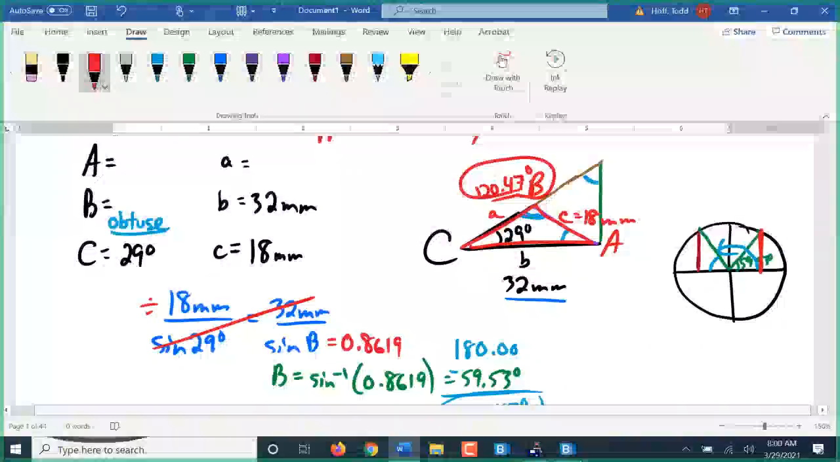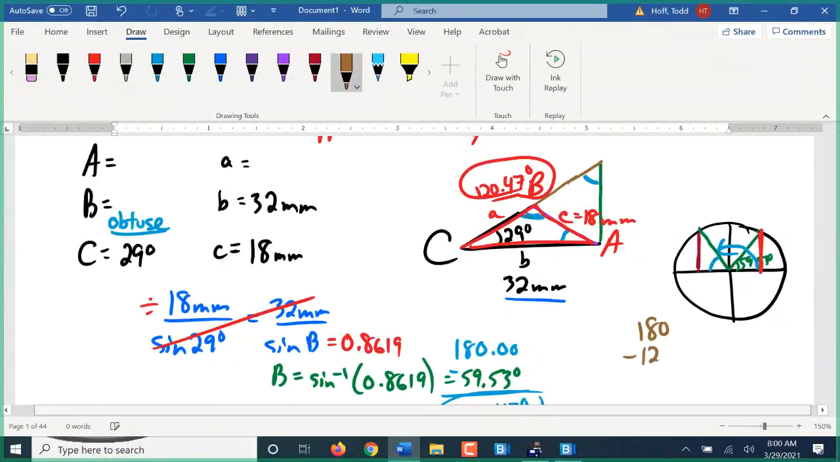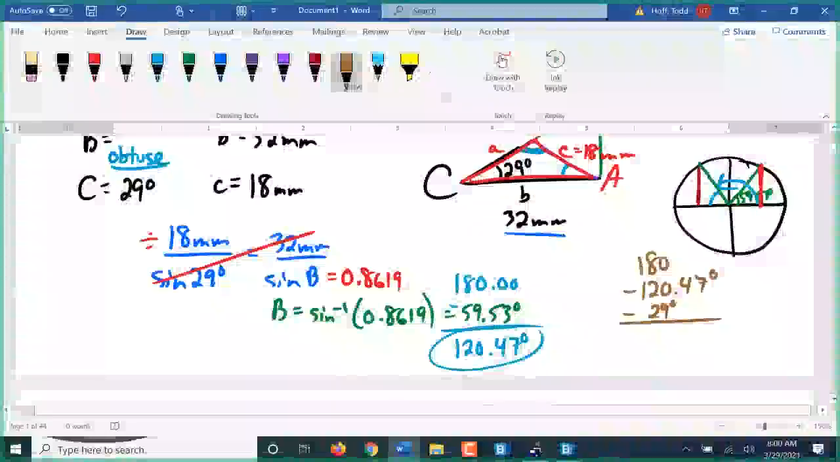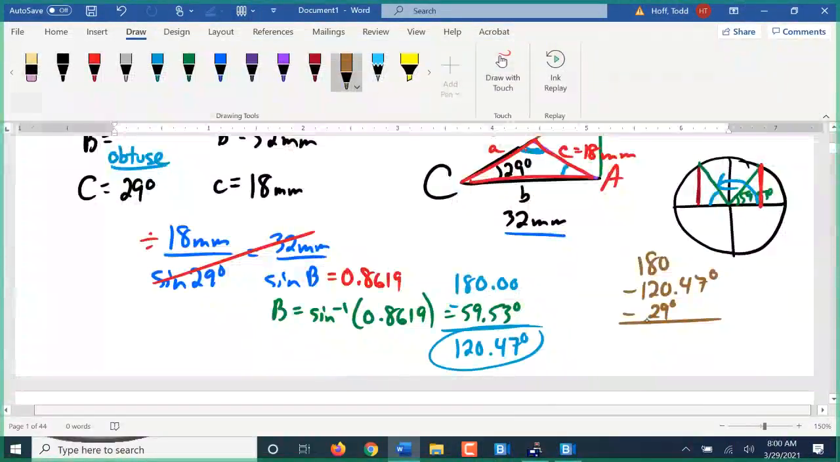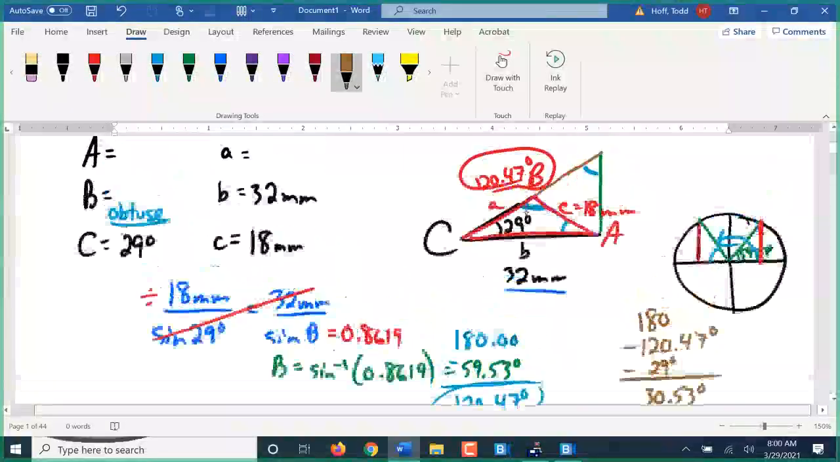Now we can find angle A. Take 180, our angle sum, we subtract the 120.47, or subtract 29, what do we get, 30.53? A is 30.53 degrees. Now we can find side A by doing our proportion again, just like we've always done. I'll stop there, that's easy enough, right?